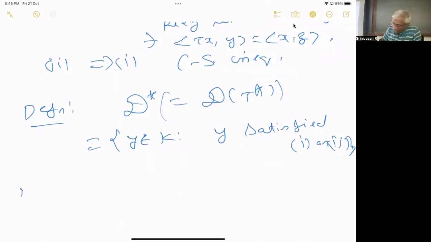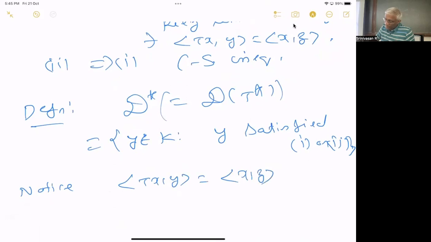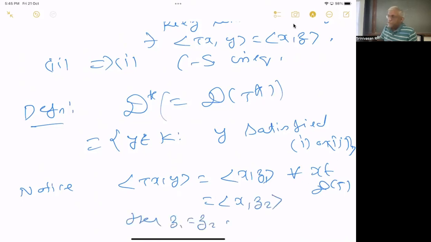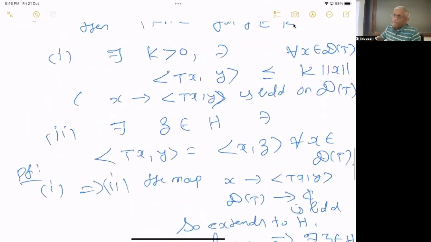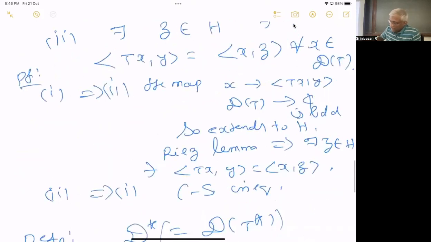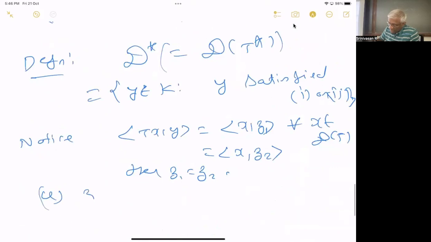First notice, if you have <Tx, y> equal to <x, z> for all x in D of T, and equal to <x, z1> and <x, z2>, then z1 equals z2. So this z is uniquely determined. The z exists by the second condition, such that this happens. This z is uniquely determined. So z is in H.